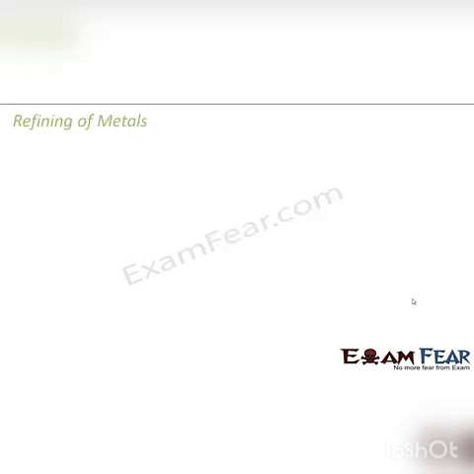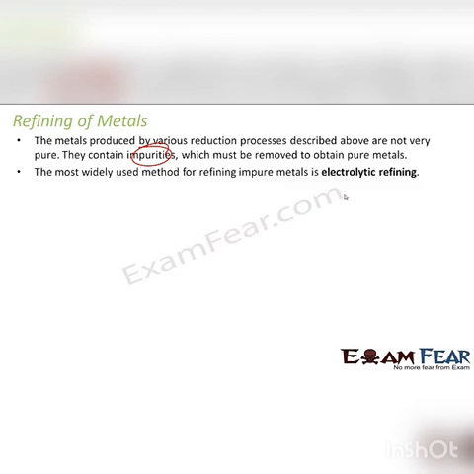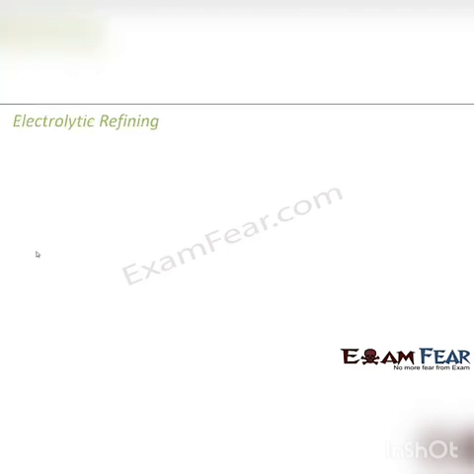So let's do the refining of the metals. As I told, the metals which we get are not pure, right? They have impurities, and the method that is used to refine the metal is electrolytic refining. We'll explain what this electrolytic refining is, but this is the one that is used to refine the metals.